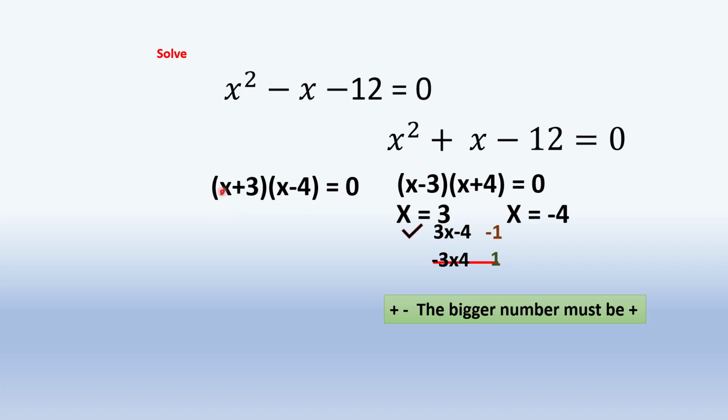Now, then x is negative 3 and x is 4 because we changed the sign. Now, if both are negative, then the smaller number should be negative and the bigger number should be positive, right? No, the bigger number is negative here, negative 4. So if it's negative, negative, the bigger number must be negative. That's very good.